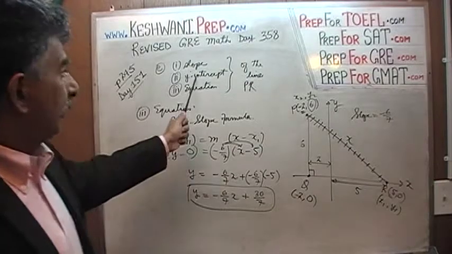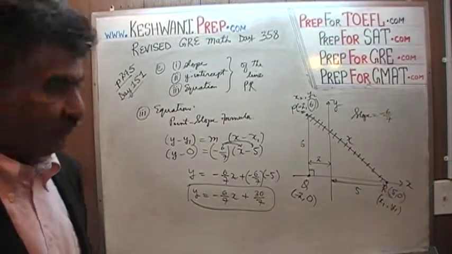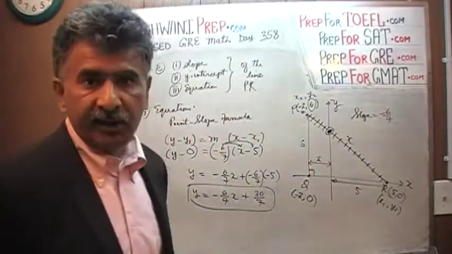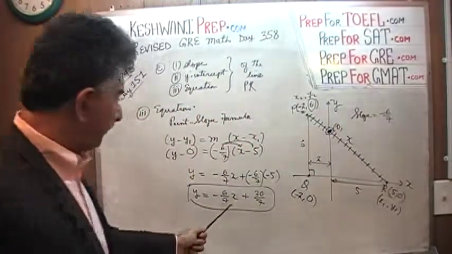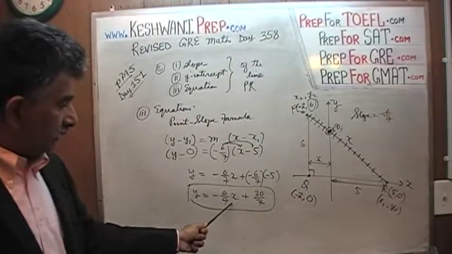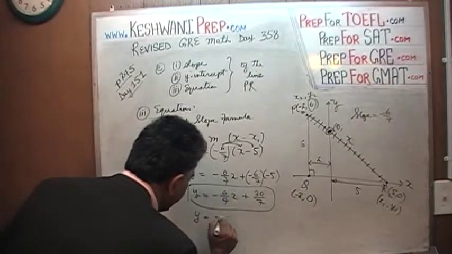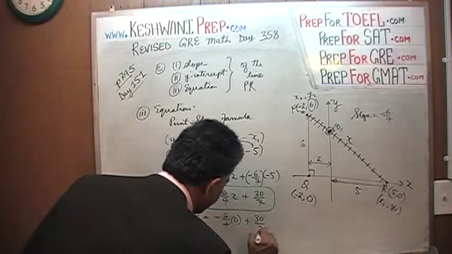And finally, they are looking for the y-intercept. The y-intercept is the point where the line cuts the y-axis, which is right here. The x-coordinate of that point is 0, which means if you plug in 0 in this equation, the y-intercept is going to be simply negative 6/7 times 0 plus 30 over 7. So it's just 30 over 7.